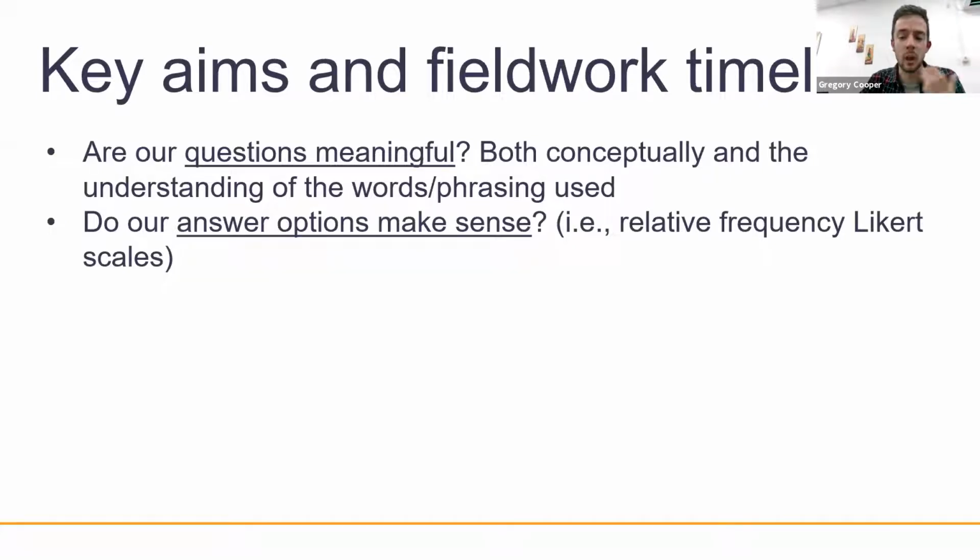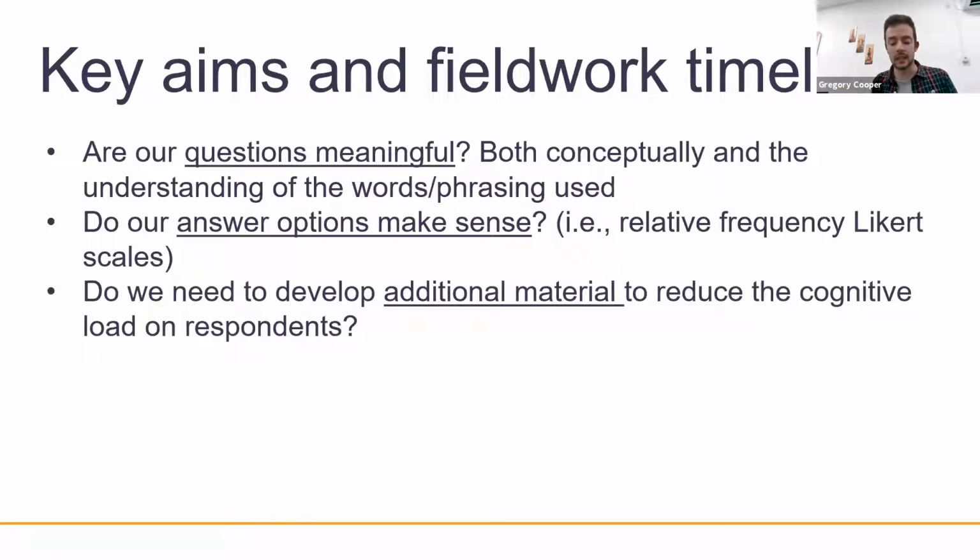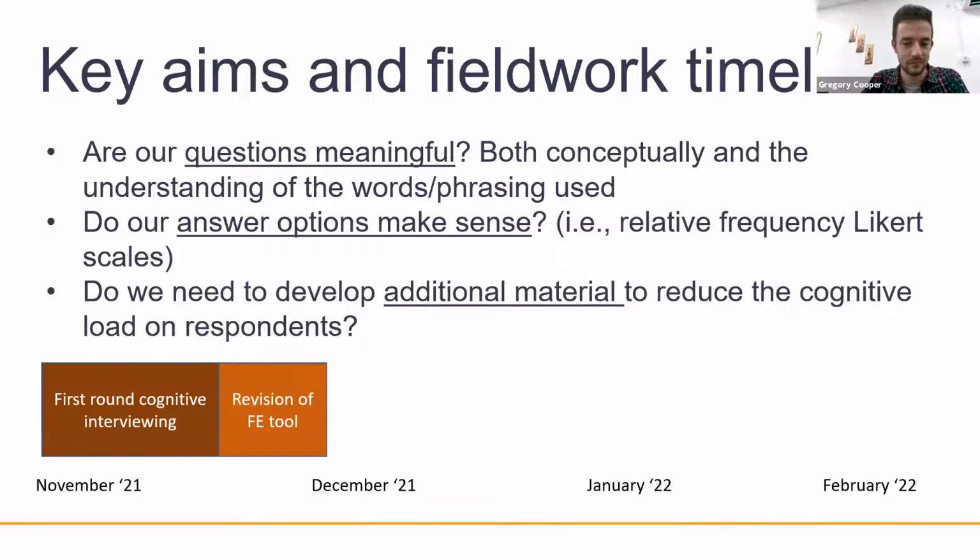Do the answer options make sense in terms of the Likert scale, in terms of the different sources of where you may procure food, for example? Do these make sense? Are respondents able to recognize these? And do we then need to develop additional material to help reduce the cognitive burden upon respondents? Do we need to use color coding or images or text in a different language, for example, to help actually make our surveys more understandable, make them make sense?